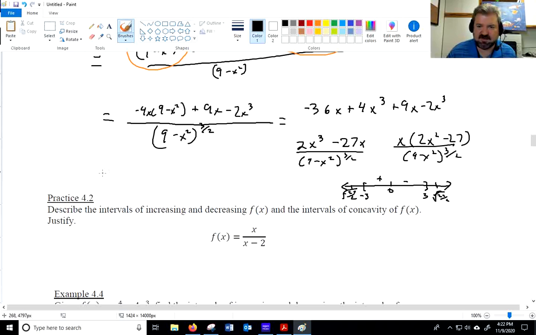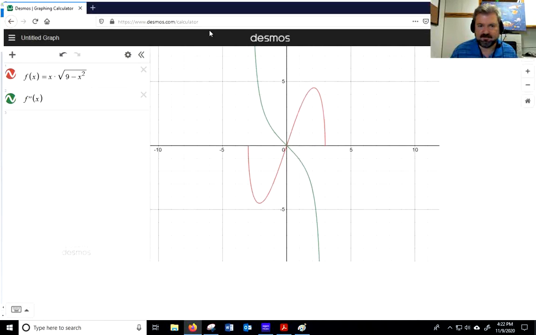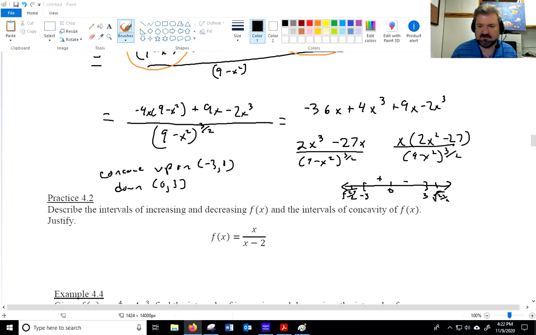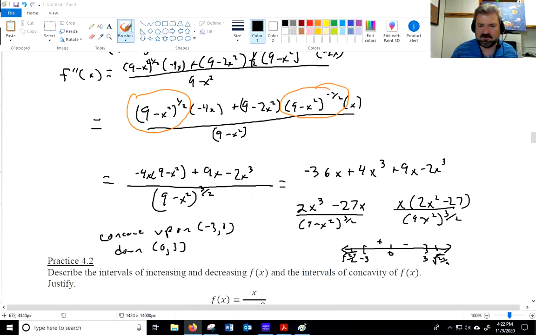So what we can see is that this function is concave up on negative 3 to 0. It's concave down on 0 to 3. So let's take a look at that right quick. And there's the original and there's the second derivative, you can see. So here's where it's concave up, and then here's where it switches to concave down. All right, I'm going to erase all that because I don't need that anymore.